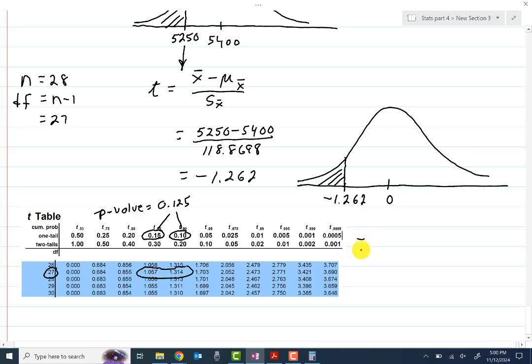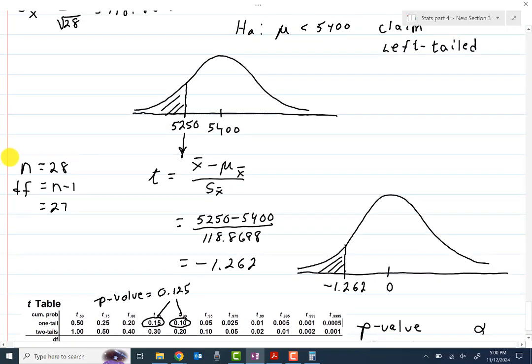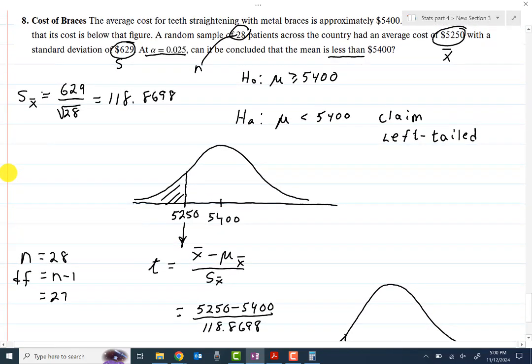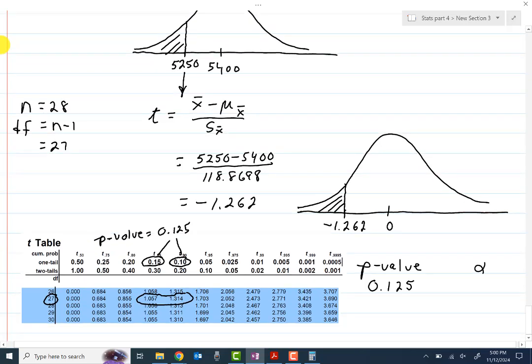And so, p-value versus alpha. I think I did write, no, that's right, 0.125. Seems like a large number. My alpha was equal to 0.025. We see that p is greater than alpha, so we do not reject H naught.